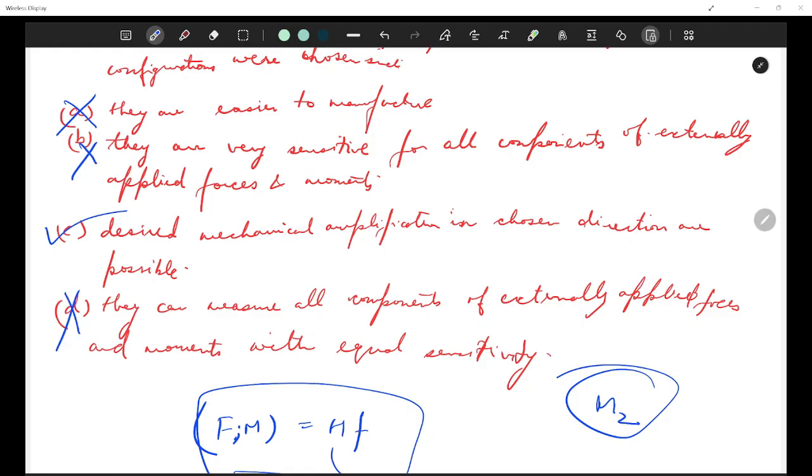So the big conceptual insight that we have here is singularity is bad for motion control, but it is good for force amplification. In the sensor, they intentionally choose a near singular configuration to amplify specific force moment components. That is smart engineering. Okay, so the correct option is desired mechanical amplification in chosen directions is possible. All right, I hope this is clear.